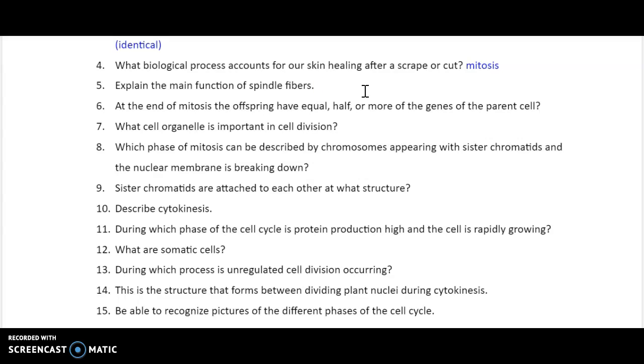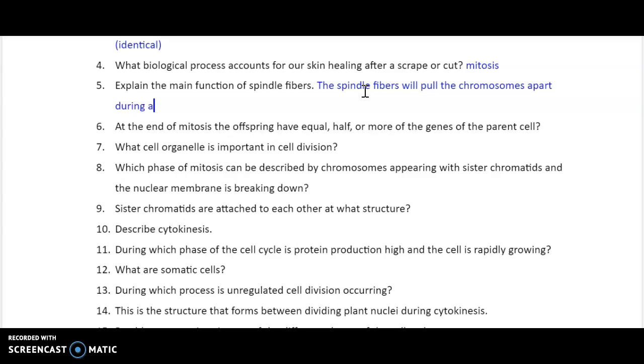And then those spindle fibers, much like a fishing rod, are going to start shortening like you're reeling in your fishing line. And it's going to pull those chromosomes apart. So the function of the spindle fibers is to pull those chromosomes apart during anaphase. Remember, anaphase, they're moving away. The spindle fibers will pull the chromosomes apart during anaphase.